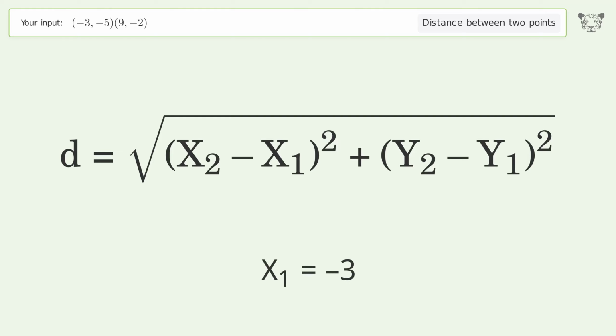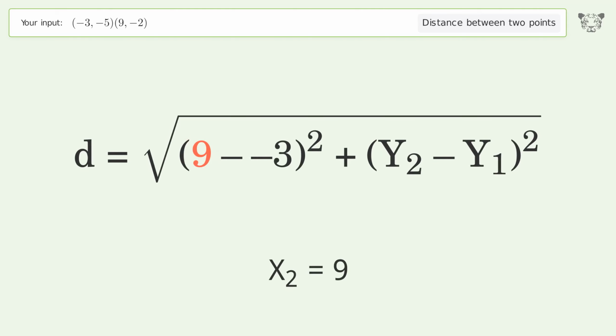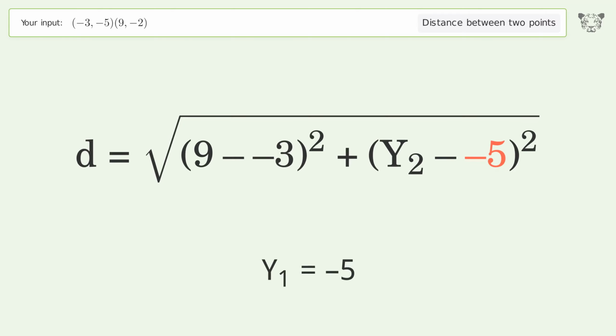x1 equals -3. x2 equals 9. y1 equals -5. y2 equals -2.